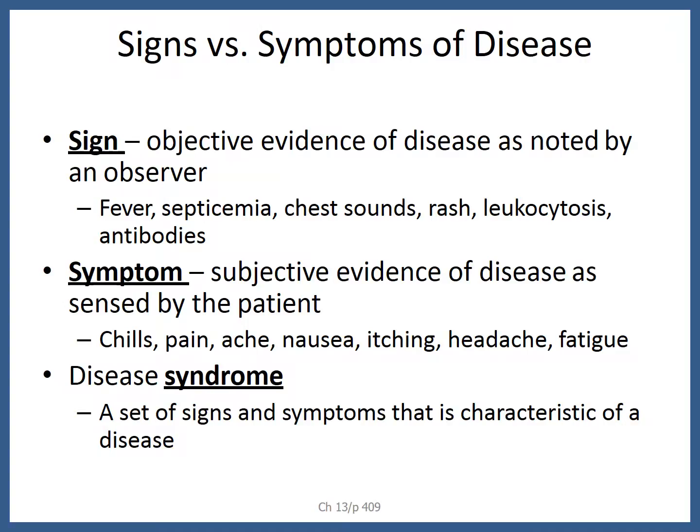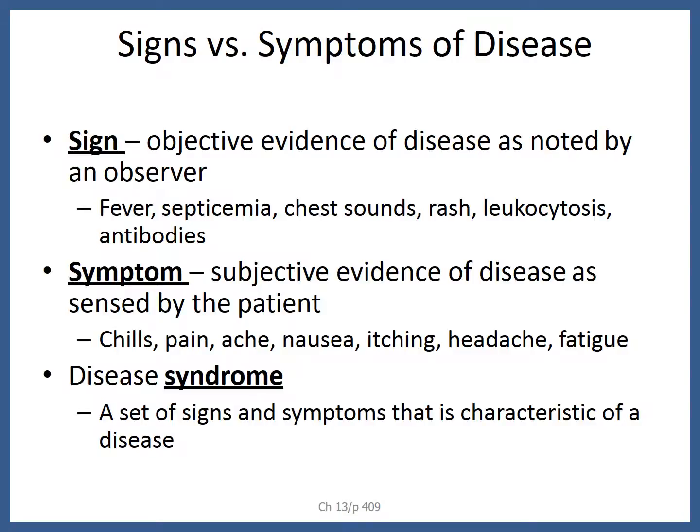Some additional terms are the distinction between signs and symptoms. This is something you may not have thought about, but there is a clear difference between what we consider signs and symptoms in clinical description. A sign is defined as objective evidence of disease as noted by an observer. Think of it as things that an outside person, like the doctor, can objectively look at a person or do a test to determine if they have this property.